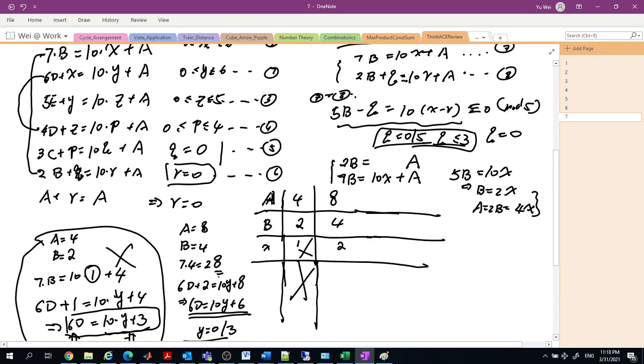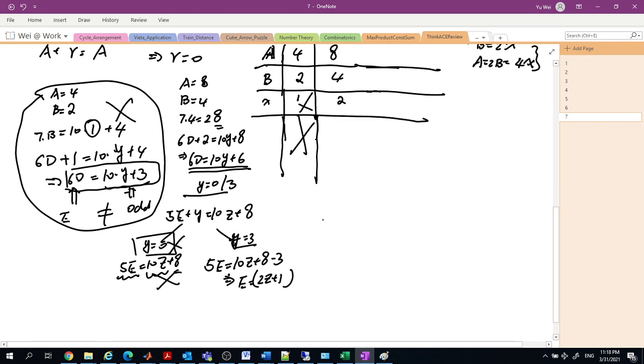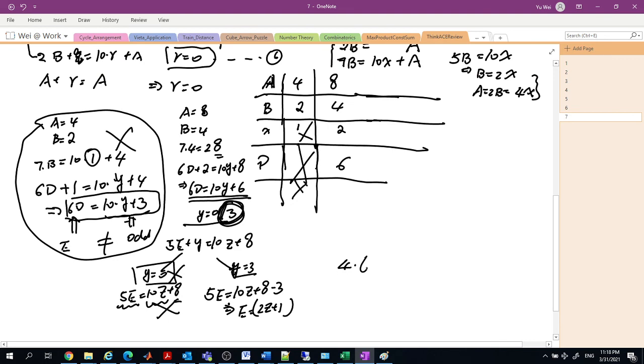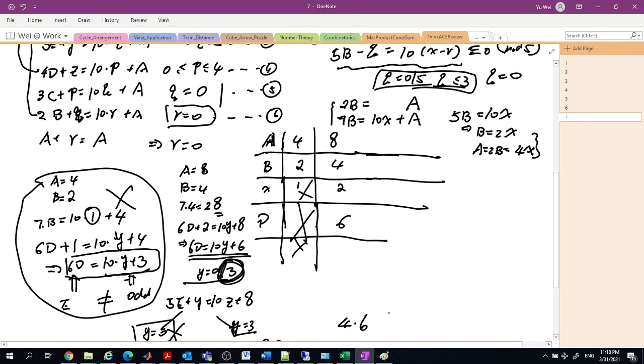Okay, next, let's see. It's 4d plus z, right? Equation 4, okay? So 4d plus z, 4 times d. Now, I forgot to mention, if y equals 3, right? Y equals 3, so d is equal to 6. Okay, so d equals 6. Then 4d is 4 times 6, okay? Plus z is equal to 10 times q plus 8.